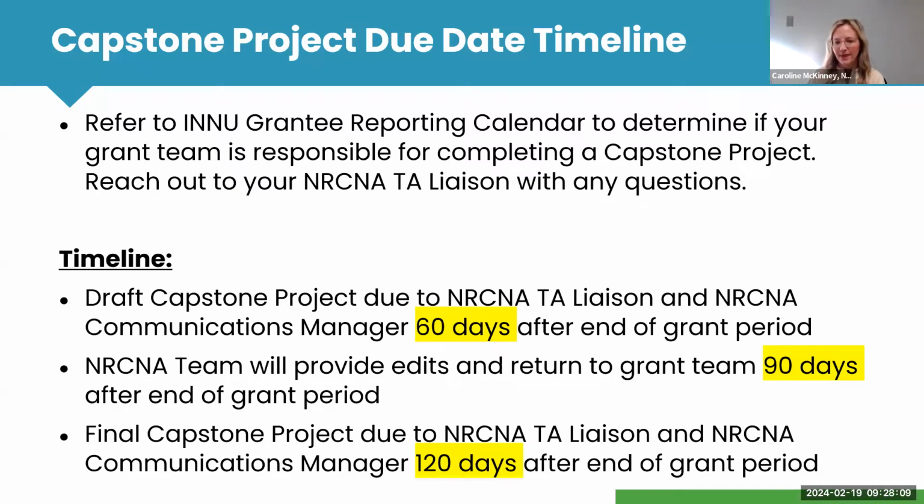To put it simply, the timeline is as follows. Capstone projects are due 60 days after the end of the grant period to your NRCNA TA liaison and NRCNA communications manager. The NRCNA team will provide edits and return to you 90 days after the end of the grant period for your review. Final projects are then due 120 days after the end of the grant period back to the NRCNA TA liaison and NRCNA communications manager.